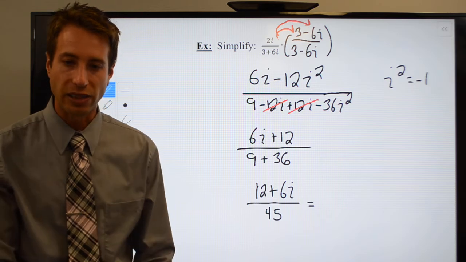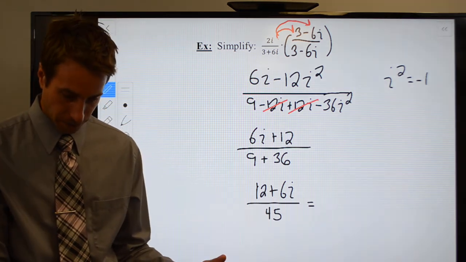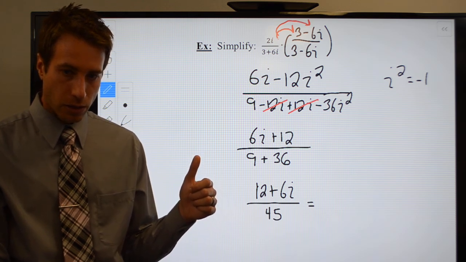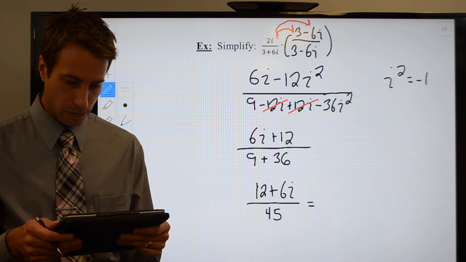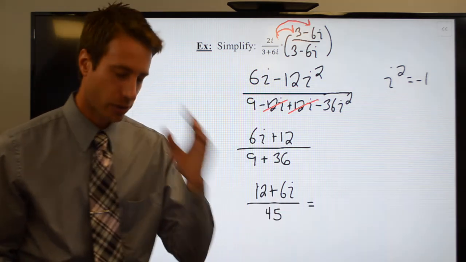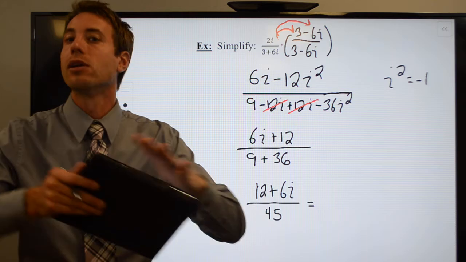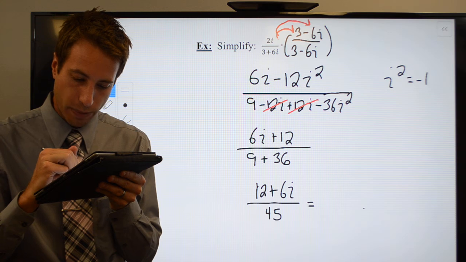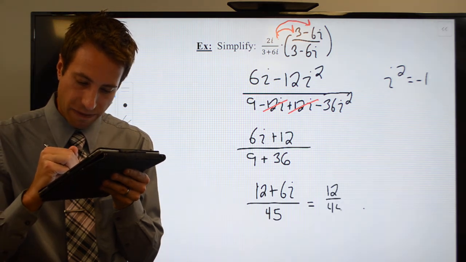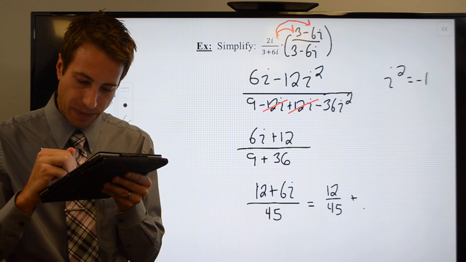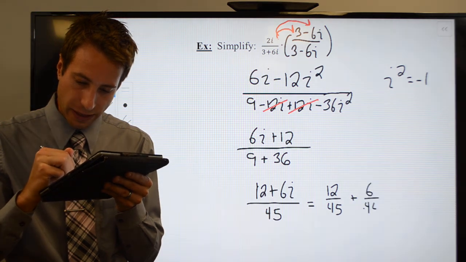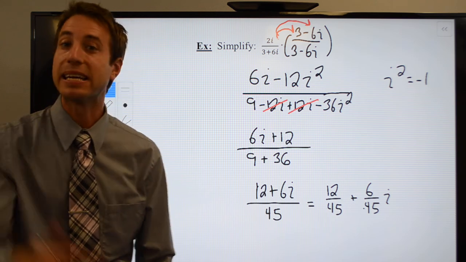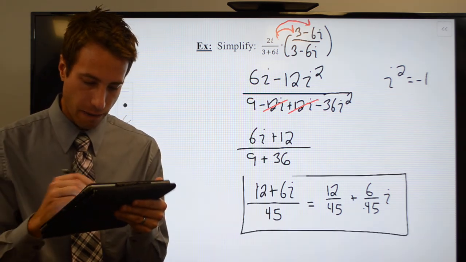Again, you can write it like this, or, like I said, split it up so that you have your real part and your imaginary part of the number, which would be 12 over 45 plus 6 over 45 i. So be comfortable with either one of those.